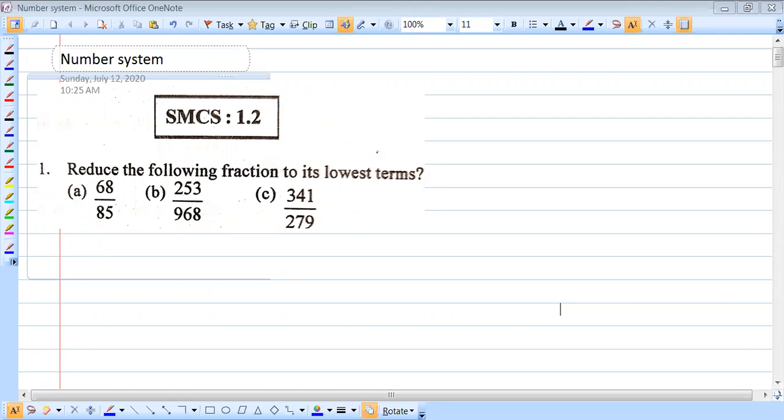Reduce the following fractions to their lowest terms. So reduce the following fractions into their lowest form. Yes. So everyone, first of all, let me tell you how many students are there right now. 21 students are there. Yes.